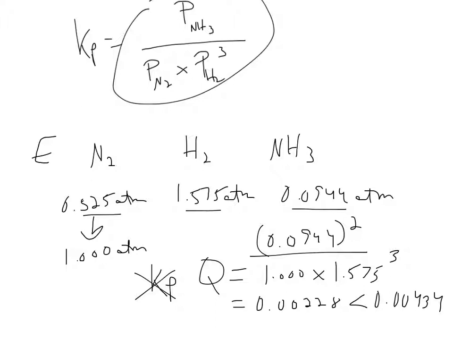Well, just like the discussion that we had when we talked about Q, if my Q value is less than the constant, what has to happen? Well, that means that the denominator is too large and the numerator is too small. And so my reactants, which are in my denominator, are going to have to start forming products, and I'm increasing my product pressures and decreasing my reactant pressures. And so that will continue until my system gets back to equilibrium.